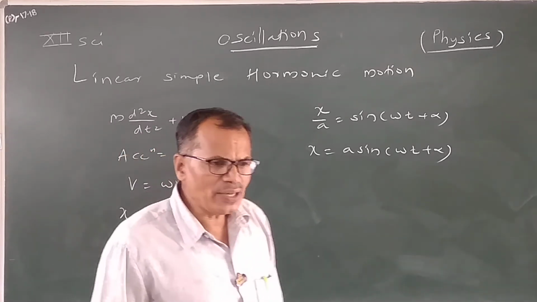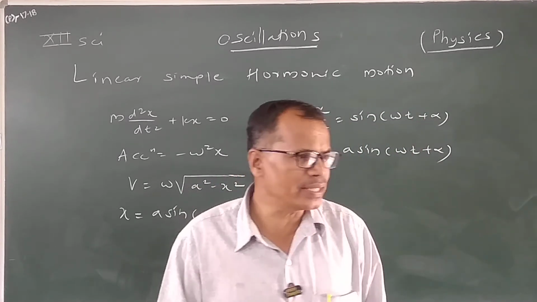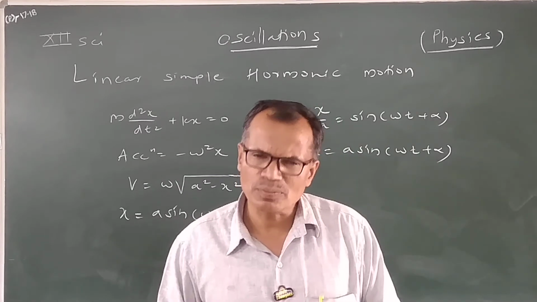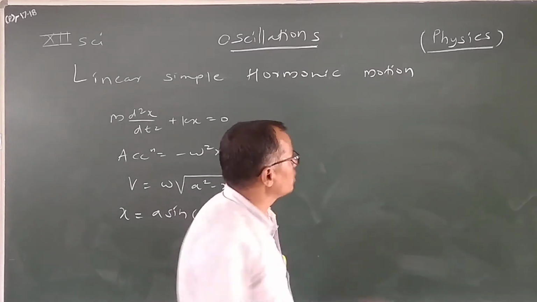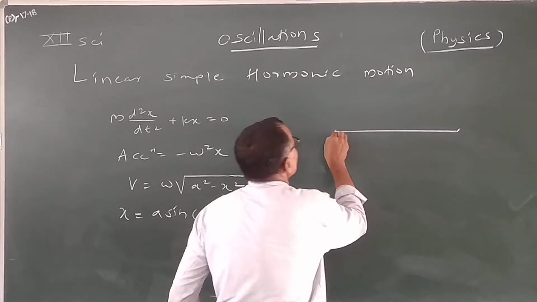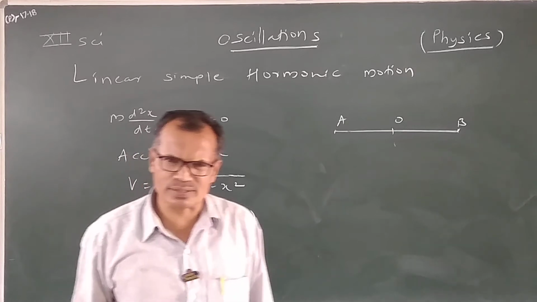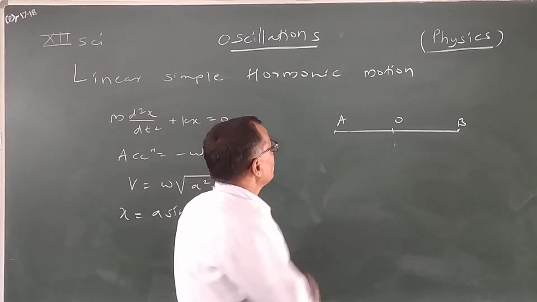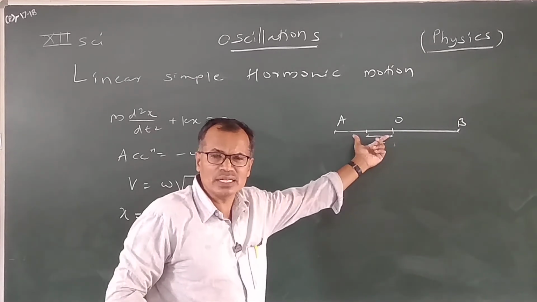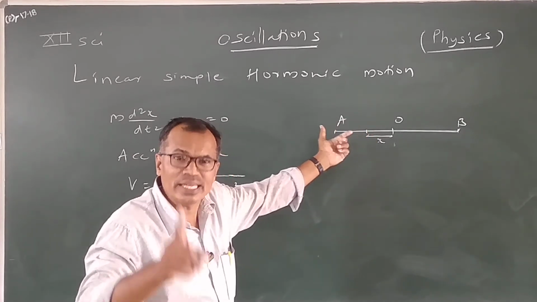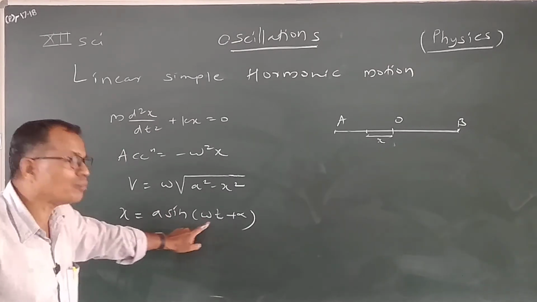But friends, while performing simple harmonic motion, the particle may start its motion from any point. Suppose our to and fro path is AB. O is called the mean position, and A and B are called the extreme positions. When the particle is at a distance x from the mean position, the equation for the displacement is x equal to a sin(omega t plus alpha).